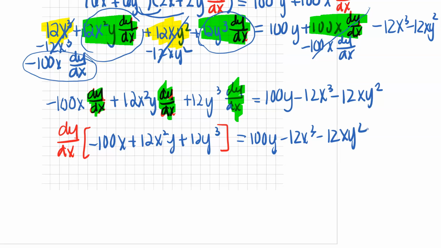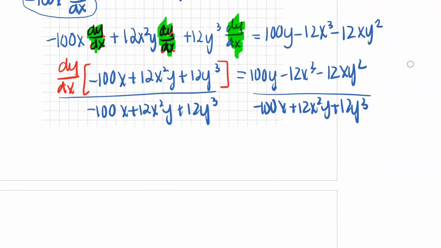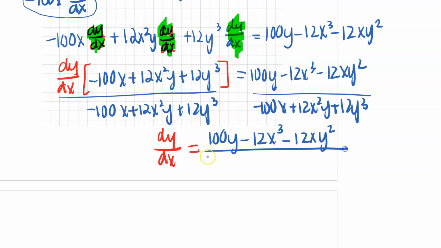And then divide to get that dy/dx by itself. So I'm going to divide both sides by negative 100x plus 12x squared y plus 12y cubed. And so finally, after all this, we know that dy/dx is equal to 100y minus 12x cubed minus 12xy squared all over negative 100x plus 12x squared y plus 12y cubed. So that is my dy/dx.